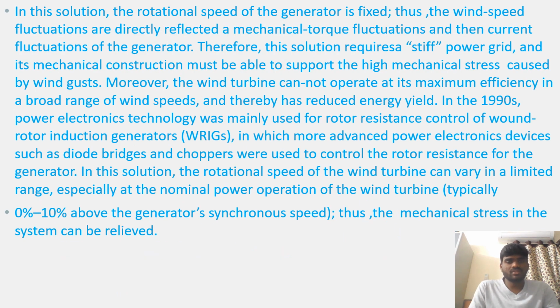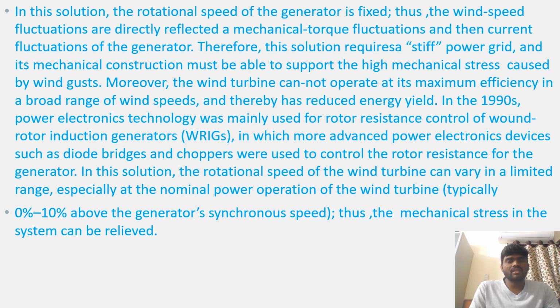So, in this solution, the rotational speed of the generator is fixed. Thus, the wind speed fluctuations are directly reflected in mechanical torque fluctuations and then current fluctuations of the generator. Therefore, this solution requires a stiff power grid and its mechanical construction must be able to support the high mechanical stress caused by wind gust. Moreover, the wind turbine cannot operate at its maximum efficiency in a broad range of wind speeds and thereby has reduced energy yield.